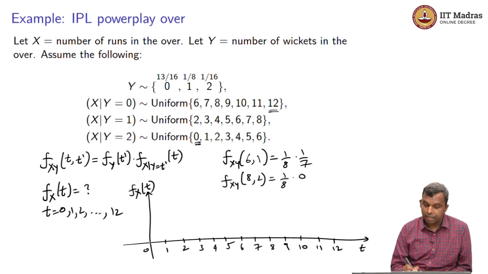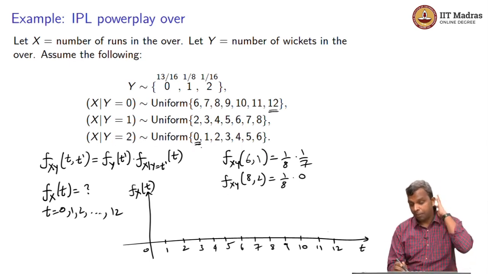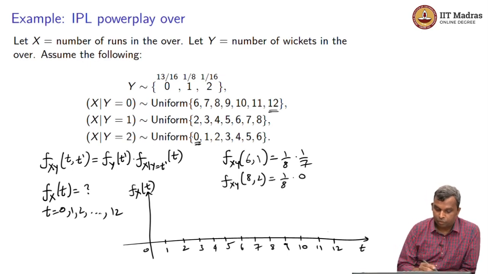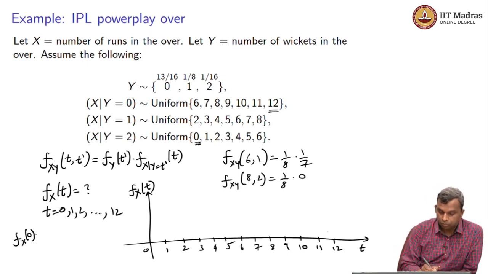Now, what's the probability that t equals 0? If t is going to be 0, I have to marginalize over y. So if you look at fx of 0, this is a sum over all y, but only when y is 2, x is 0. Otherwise, x is not even 0. So this is the same as fxy of 0 comma 2. For that you will get a probability 1 by 16 times 1 by 7. The conditional probability is 1 by 7.